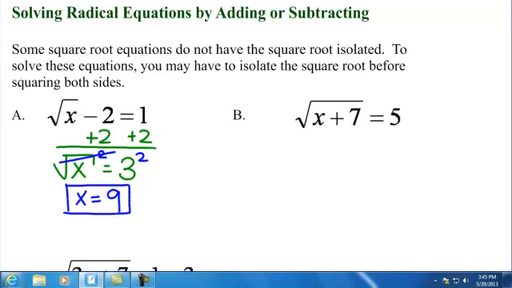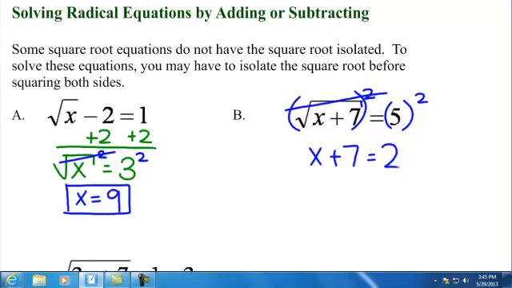Now B is a little different because the 7 is also underneath the square root. So that means I can't just subtract 7 right away because it's being square rooted. So before I do anything else with this, I need to get rid of the square root by squaring both sides. So that gives us x plus 7 has to equal 25.